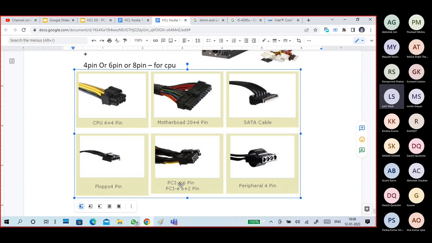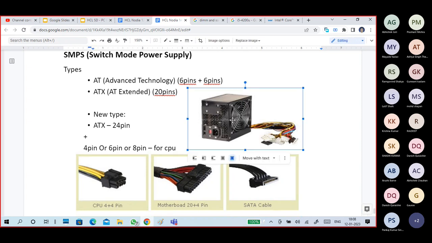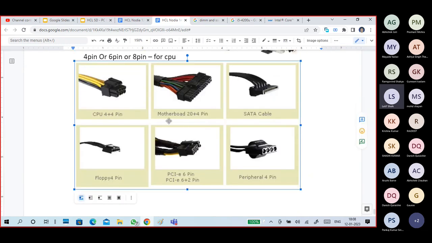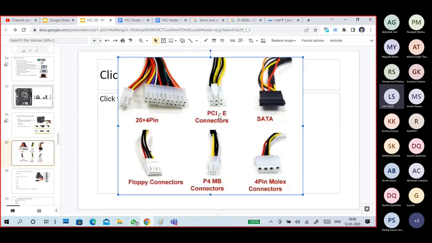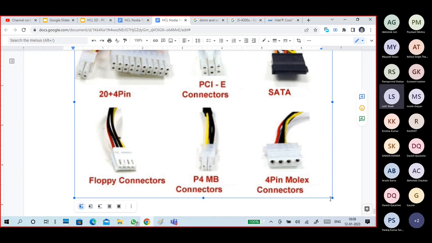This is additional power supply. It can go to your PCIe. This is optional, depends upon your connectors. We can make the picture smaller, but it looks good to understand the different types of connectors. This picture is also useful for our understanding of how it is, but it is very big.